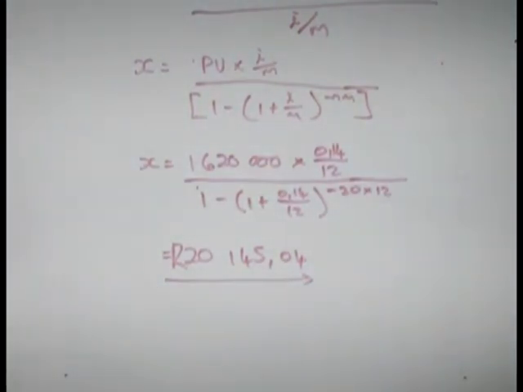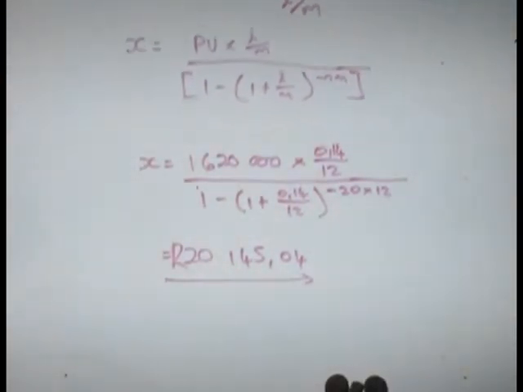That means that at an interest rate of 14% per annum, which in 2009 is a fairly decent interest rate, a loan of 1,620,000 rand over a 20-year period will cost you 20,145 rand per month for 20 years. Alright?